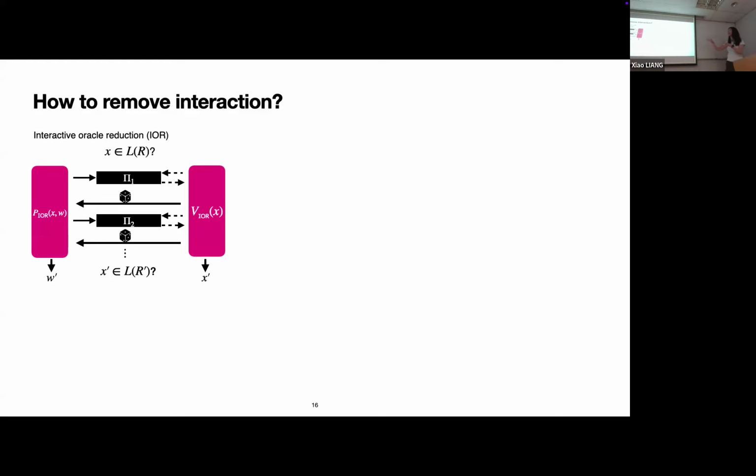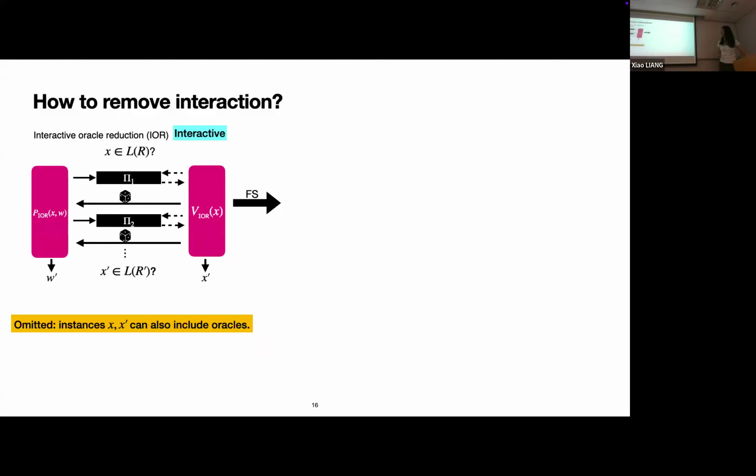In the BCS protocol, you start with an IOR, which is interactive, but the end result, the succinct non-interactive reduction, is non-interactive. So we need to use the random oracle somehow to make the IOR non-interactive. How do we remove this interaction? Well, there's the well-known Fiat-Shamir transformation, which allows us to remove the interaction.